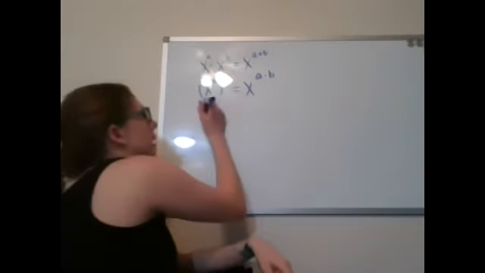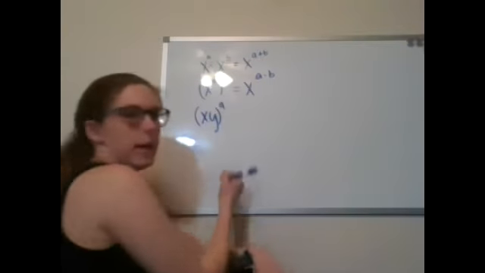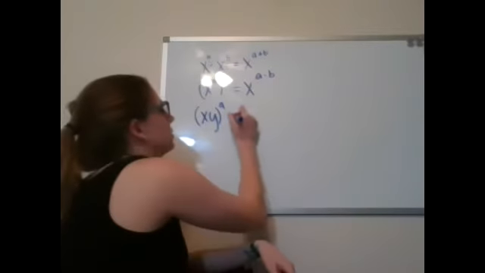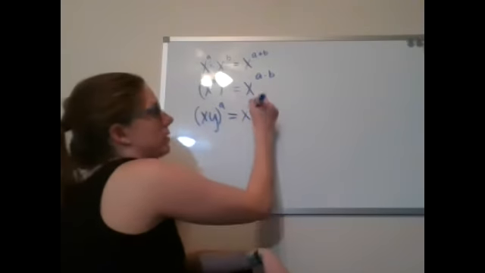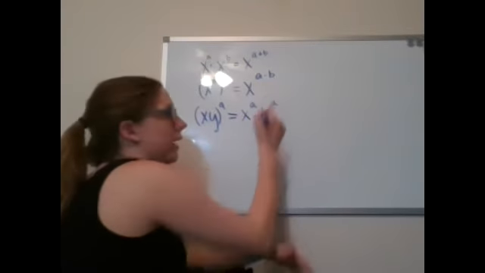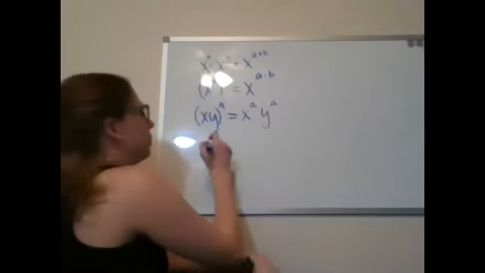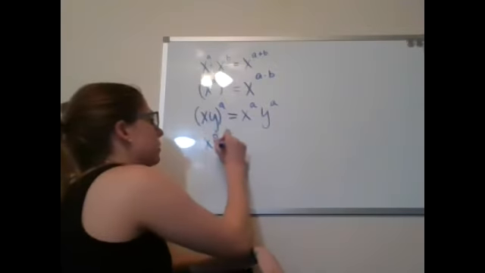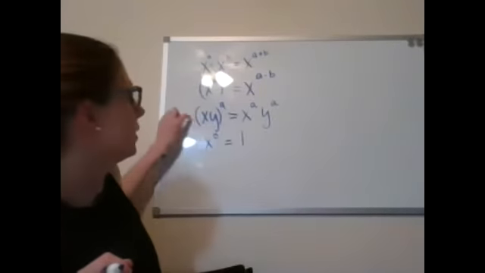There is the power of a product. So if you have two things being multiplied with the same exponent, you can distribute that in. So xy to the a would equal x to the a, y to the a. And yesterday we also talked about the zero exponent rule that said anything to the zero power is 1. Be careful on this one here.